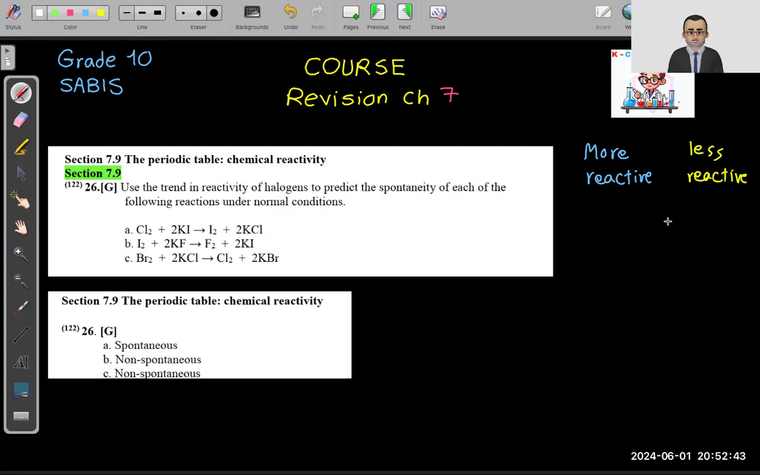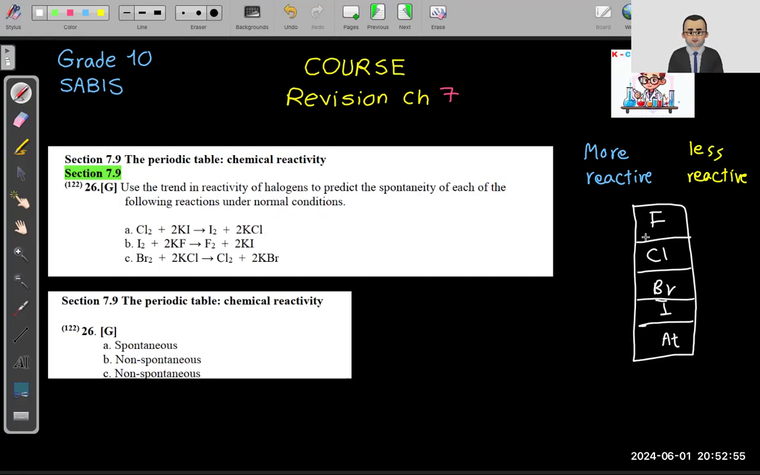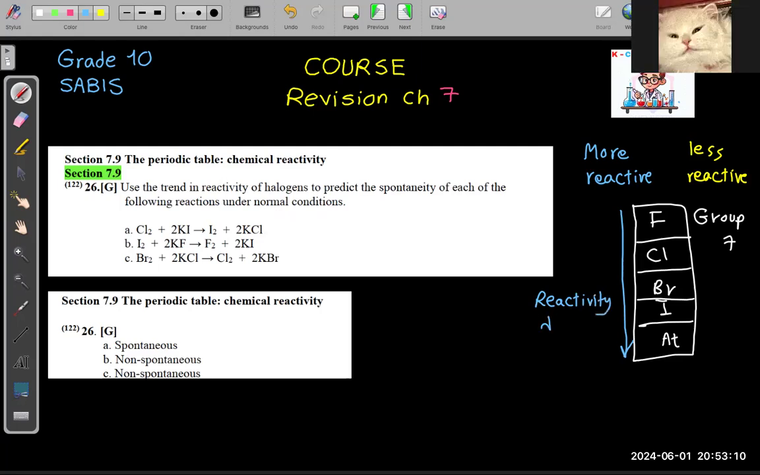Let's try to remember the elements from group 7 together. The first one was fluorine, and then chlorine. You don't write Cl2 in the table. Then bromine, then iodine. The last one is astatine. So this is group 7. What happens to the reactivity when you go down the group? The reactivity decreases as you go down the group. So the more reactive can kick the less reactive.